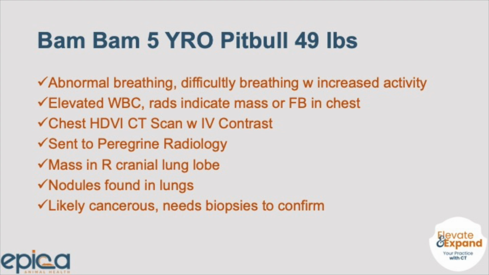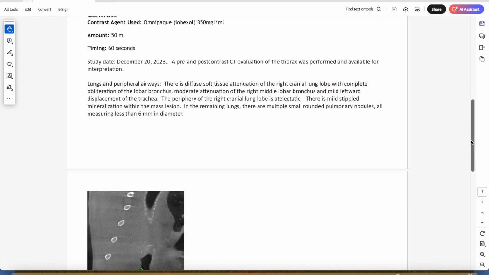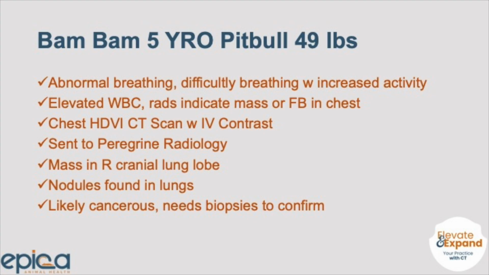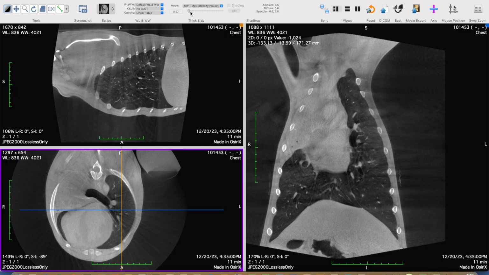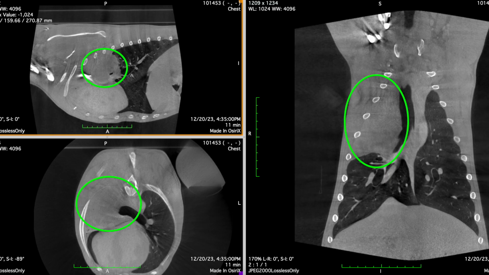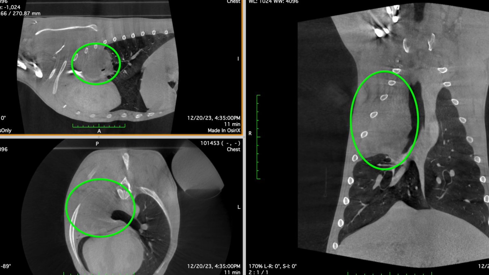So they went ahead with their CT scan using IV contrast with their Vimago GT30. They sent the study off to Peregrine Radiology to be read by radiologists. And it comes back for sure a mass in the right cranial lung lobe, and also there are nodules found in these lungs. So this is definitely a situation where we're dealing with some cancer. And of course, in order to confirm that, biopsies must be done.